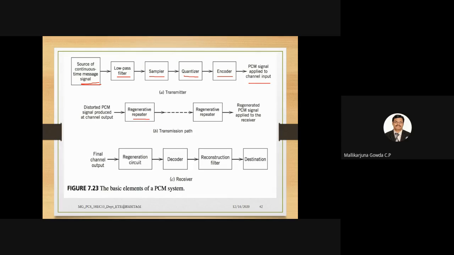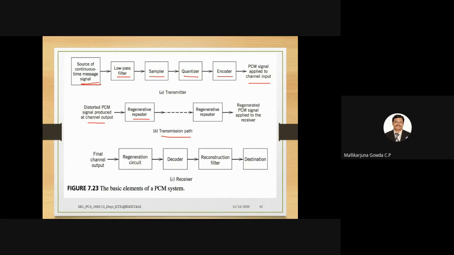As the signal passes through the channel, it will get distorted due to channel noise. So a distorted PCM signal will be given as input to the regenerative repeater. Then it does the regeneration of the signal, and it will be transmitted further. We can have n number of regenerative repeaters along the transmission path to extend the range of communication, as I said.